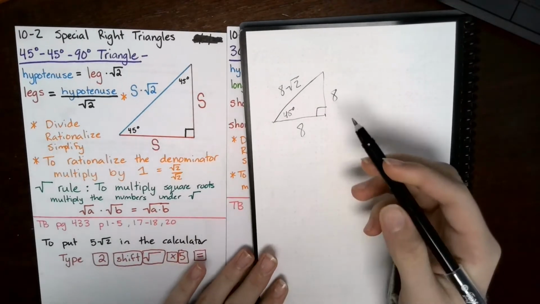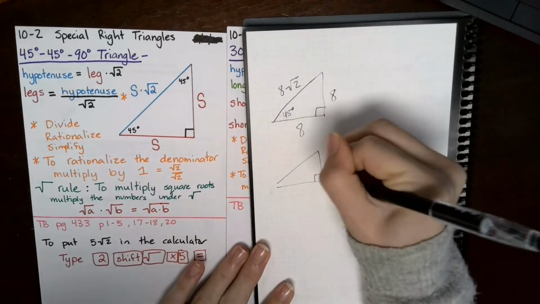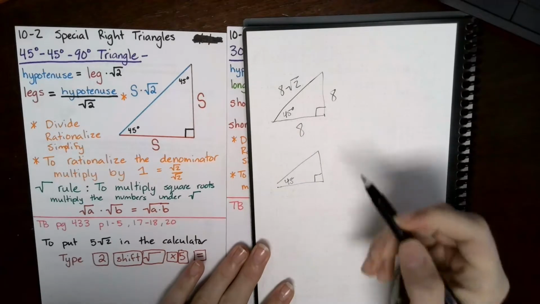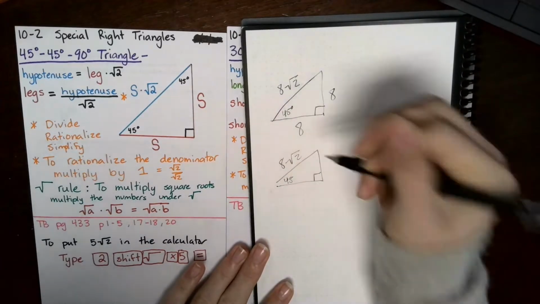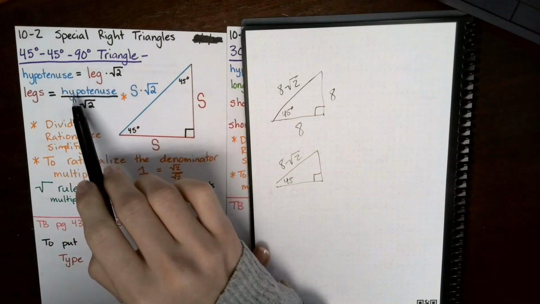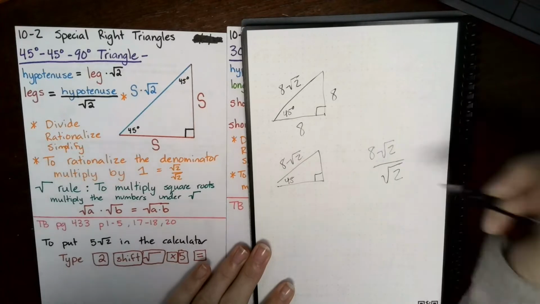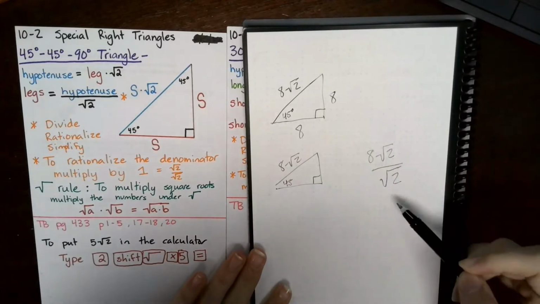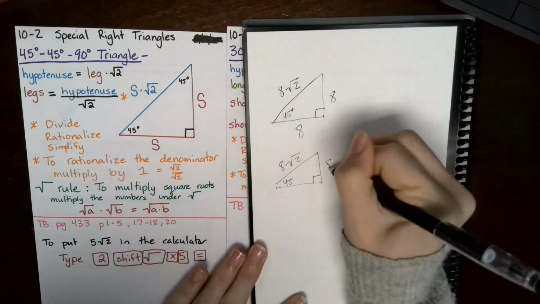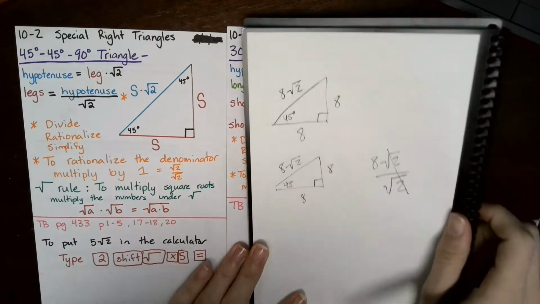Now what about if we were given the hypotenuse? Well, that's pretty simple. If I was given the hypotenuse was 8 square root 2, and to get the hypotenuse I did leg times the square root of 2, I would just have to divide by the square root of 2. So I would say 8 square root 2 divided by the square root of 2. Well, that's pretty simple. Those cancel out, and I'm just left with 8 in both these situations. So that's another handy part.